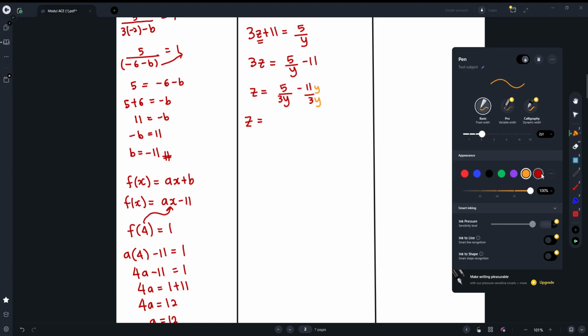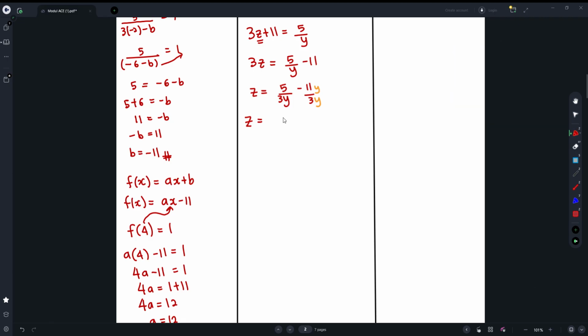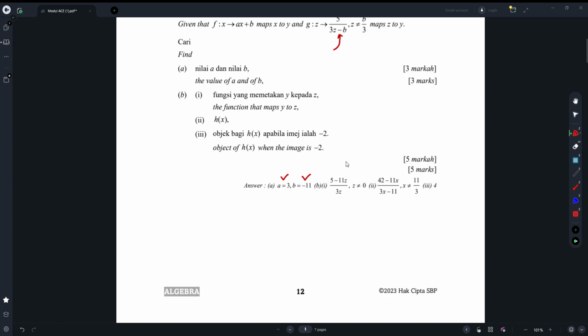So you'll end up getting 5 minus 11y over 3y. And finally, we can give the answer for g inverse of z, which is 5 minus 11z over 3z. And that will be the final answer for B1 as stated here.